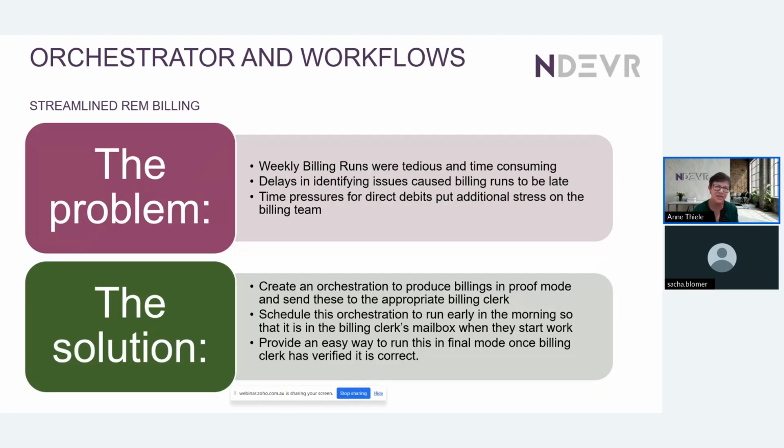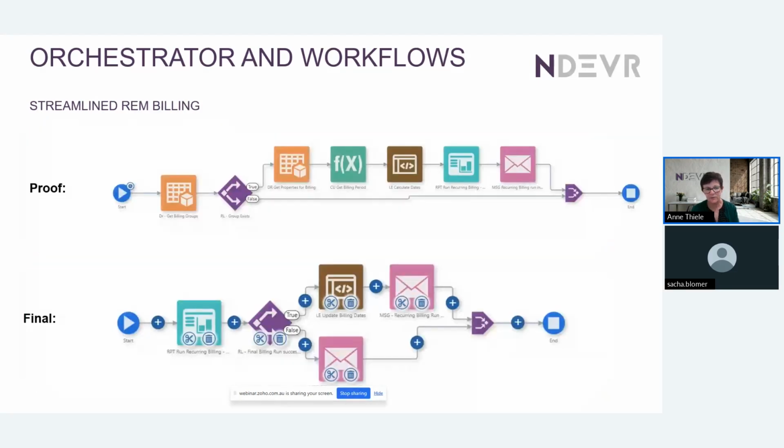The stuff was running slowly during the day, and they had all sorts of frustrations with the way that they were doing it. So what we did here was we streamlined them. It was so easy with the orchestrator. We created an orchestration that ran the billing in proof mode. This is this first orchestration here. And it sent the results, the output, to the clerk, the billing clerk.